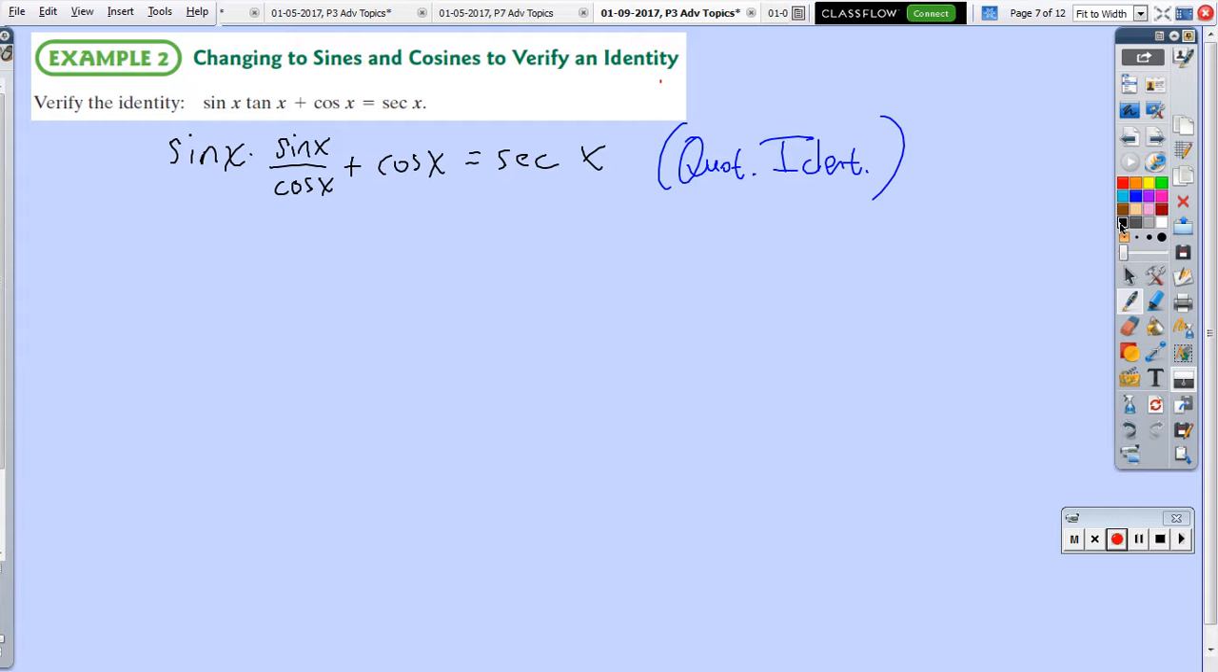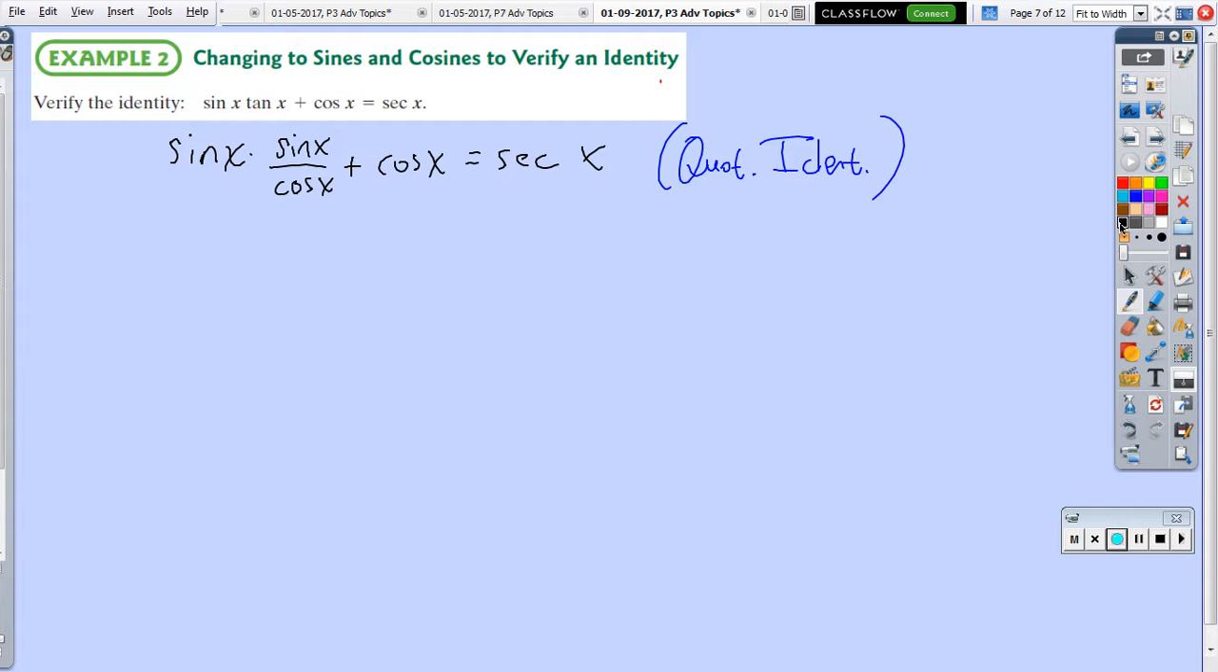Okay, so again, we want to change everything to sine and cosine. Let's do that first. And we'll just work on the left-hand side right now, because the right-hand side, again, is very simple. We're going to leave the right-hand side alone. Anyone have an idea of what we do next? What do you think we might do next? Have we converted everything on the left-hand side to be in terms of sine and cosine? Yeah. Okay, so why don't we go ahead and simplify the left-hand side?